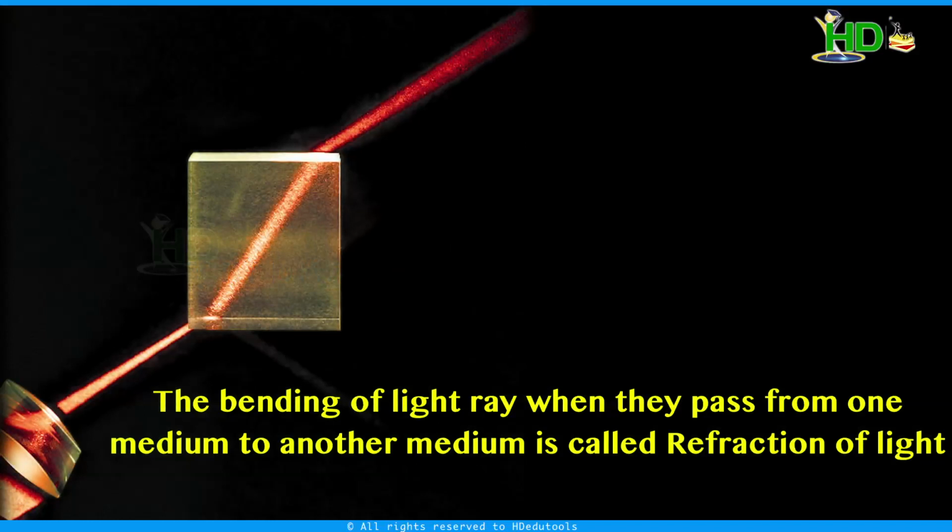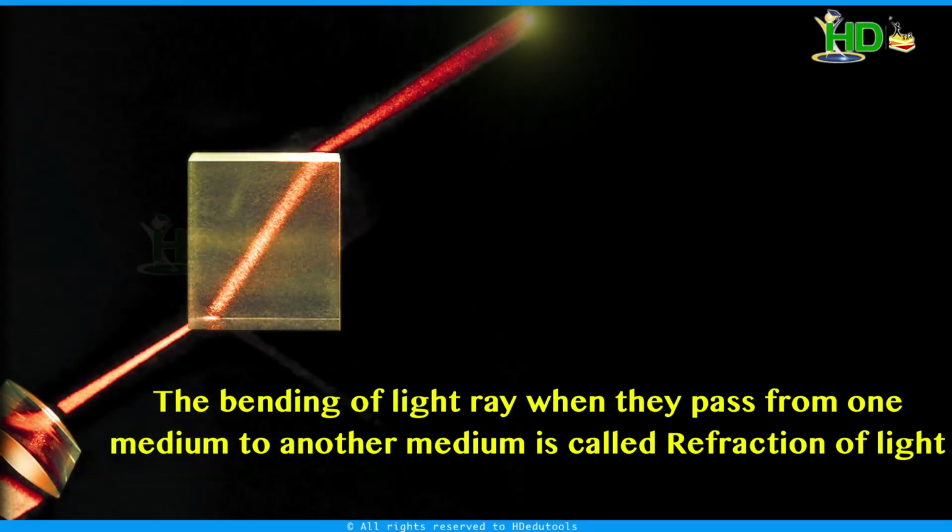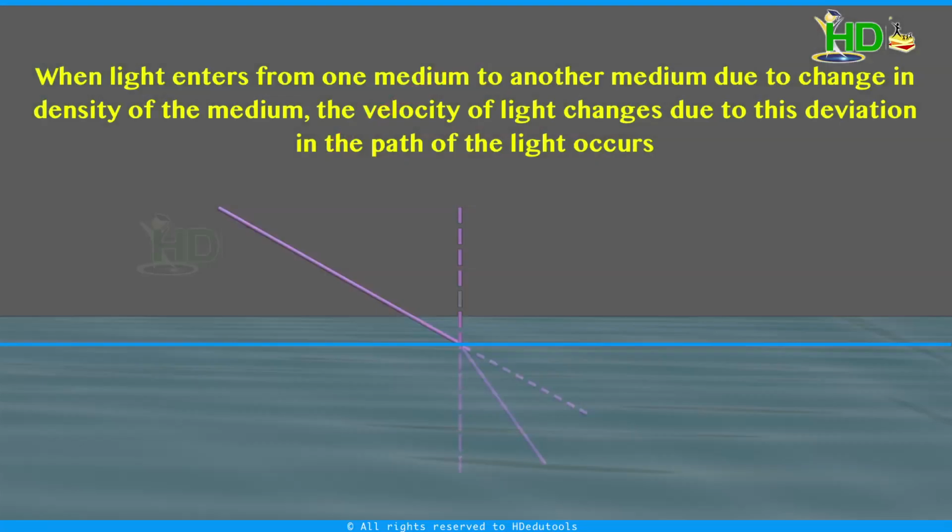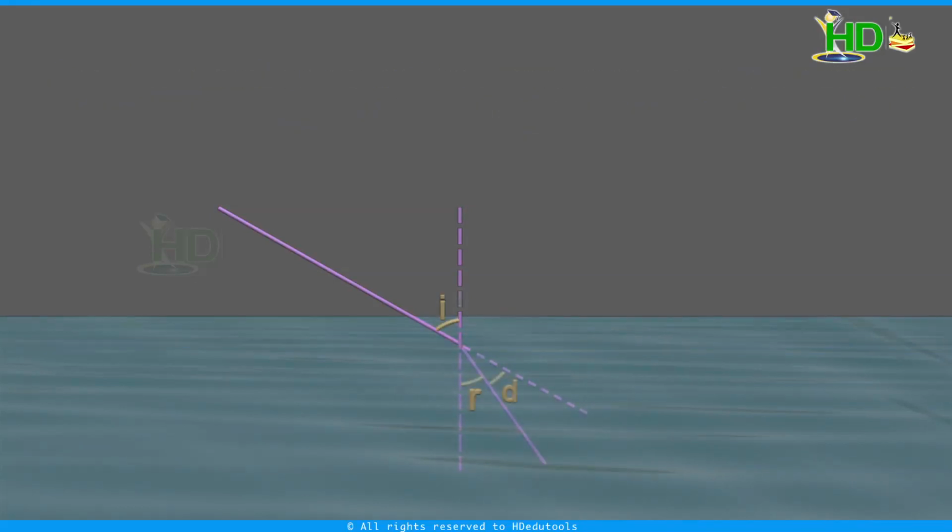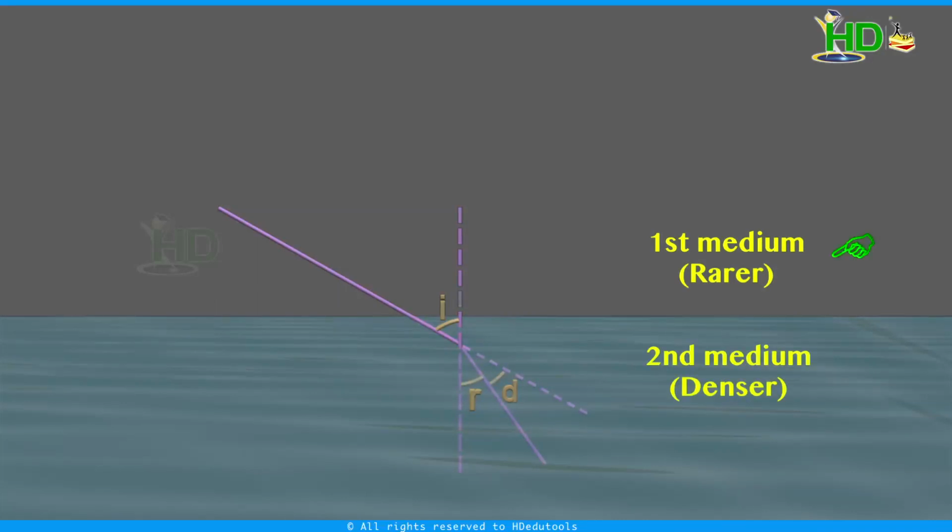The bending of a light ray when it passes from one medium to another medium is called refraction of light. When light enters from one medium to another, due to change in density of the medium, the velocity of light changes. Due to this, deviation in the path of light occurs. Suppose we consider two mediums, medium 1 and medium 2, and this medium is less dense compared to this medium. This medium is called a rarer medium and this is called denser.